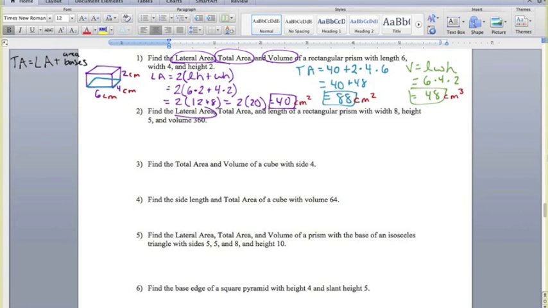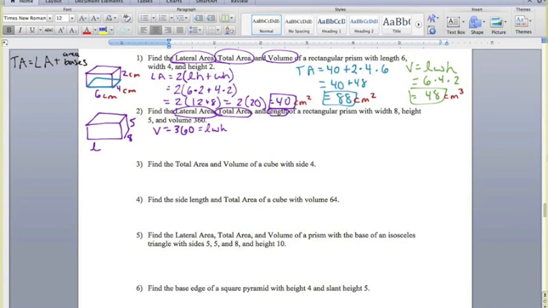All right, for the next one, we're asked to find lateral area, total area, and length of a rectangular prism where we know a width of 8 and a height of 5, but we don't know the length. We do know the volume is 360. So since we know information about volume, that's where we're going to start the problem.